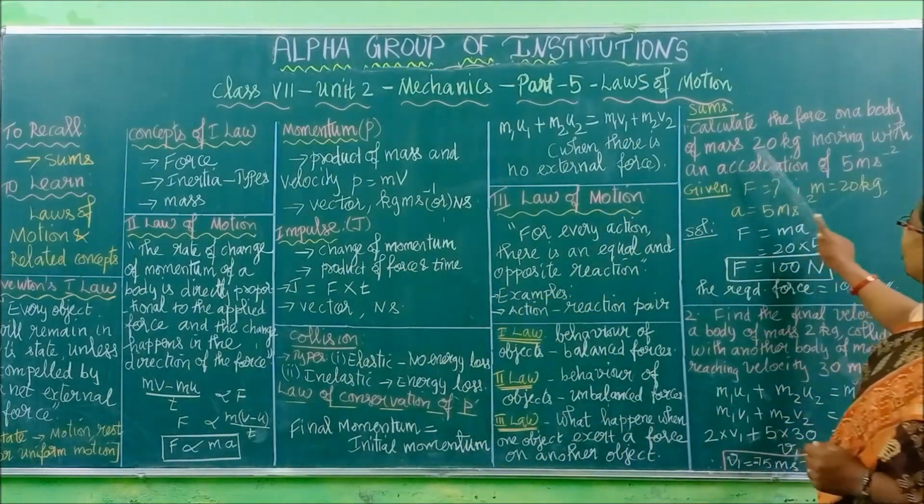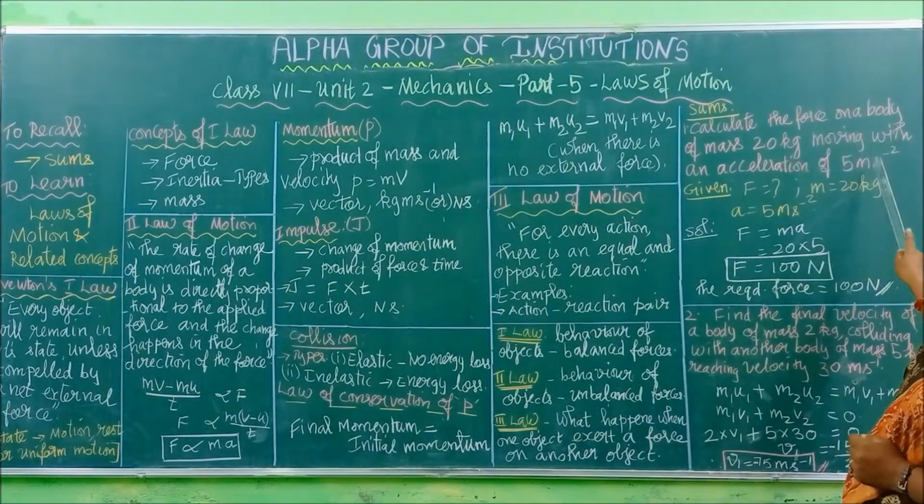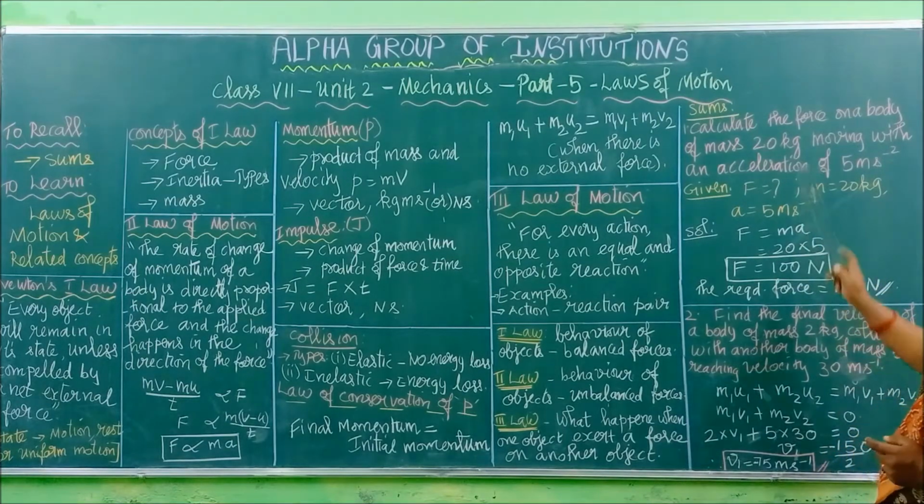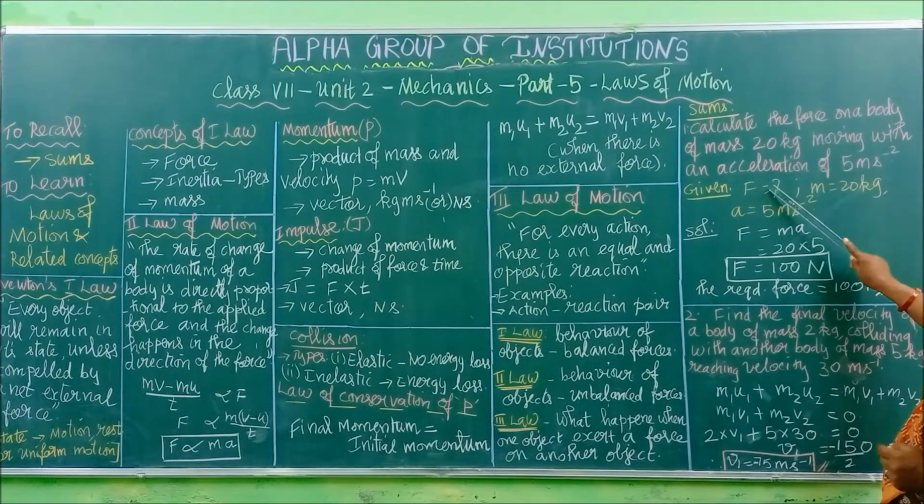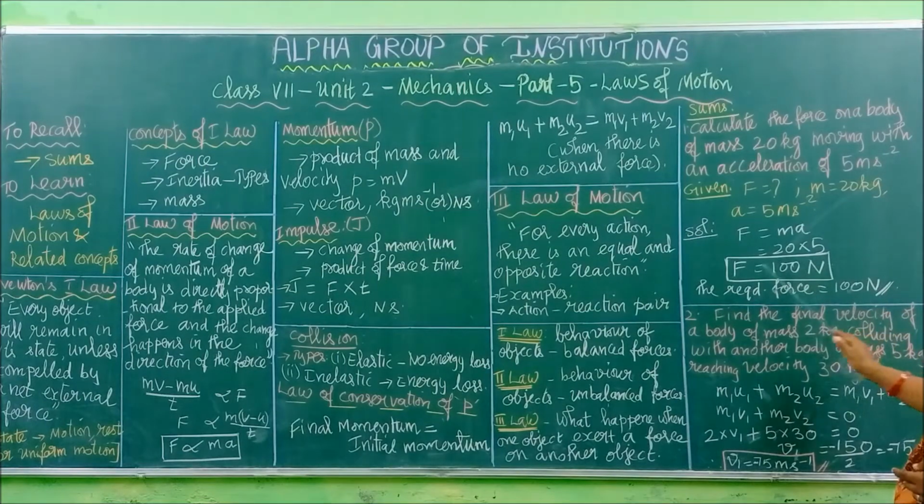Calculate the force on a body of mass 20 kg moving with an acceleration of 5 meter per second square. So what is given? Force we have to find, mass is 20 kg, acceleration is 5. So what is the formula? F is equal to ma, mass is 20 kg, acceleration is 5. Underlining the key points and all, hereafter I will not do. As I am not saying it, there is no idea that you should not do it. You should do it automatically. So 20 into 5. What is 20 into 5? 100 Newton. Right? So 20 into 5 is 100. What is the unit of force? It is Newton. So this is how the first sum can be done.